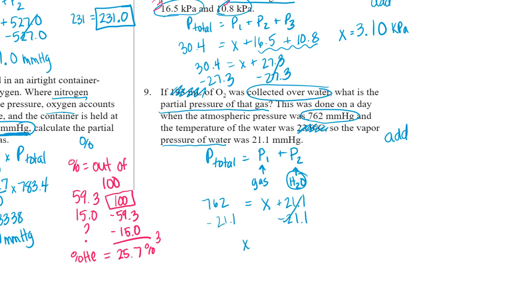Subtract. So you're going to get X equals 740.9. Now ignore those numbers we didn't use. Of the numbers that we used, we had 3 sig figs and 3 sig figs. So my answer should also have 3. This 9 though is going to make that 0 round up. So I'm going to get 741. The unit will be mmHg. And that's everything you need to know about Dalton's law.